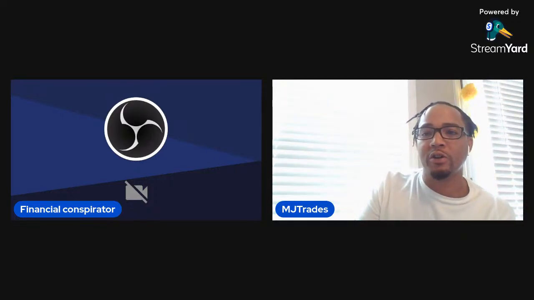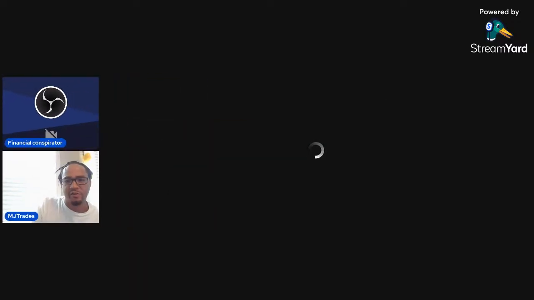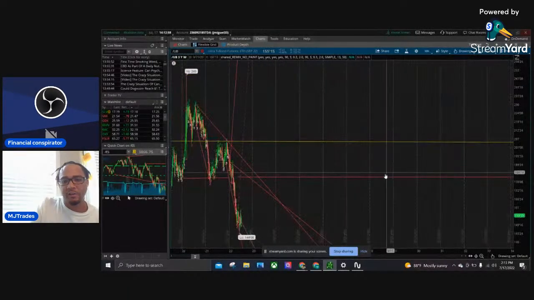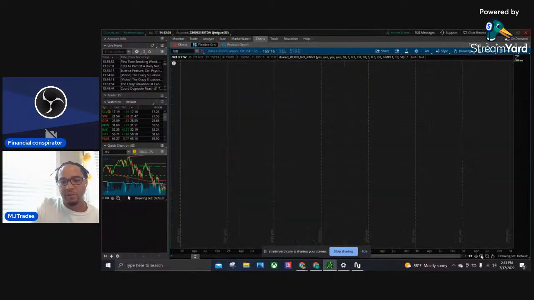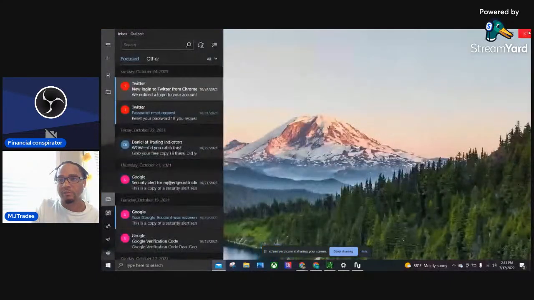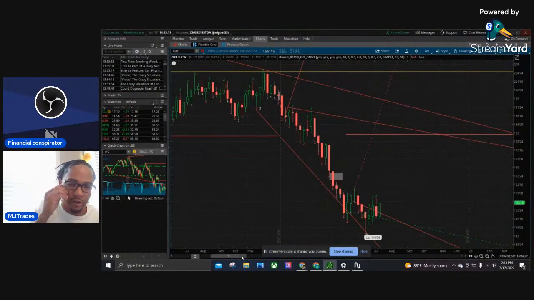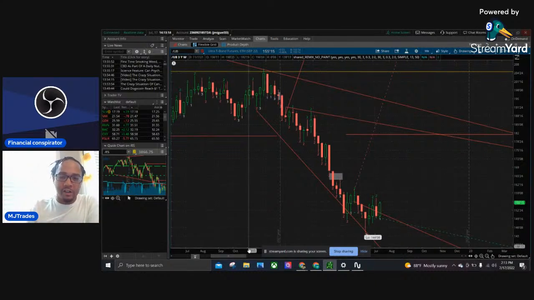So this is a 30-minute chart, but let's go out to a larger time frame. Can you see the screen? Okay. My strategy may look a little strange to people, but I primarily trade the strat and volume profile. That's why you see all my lines looking a little crazy.